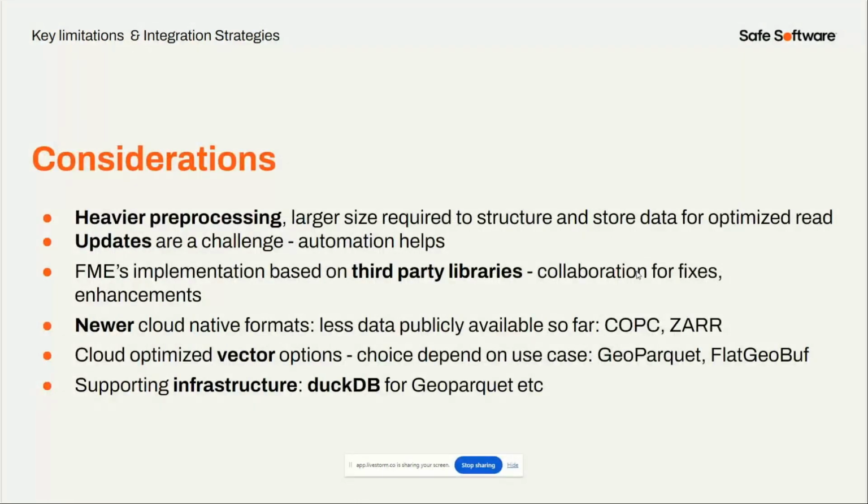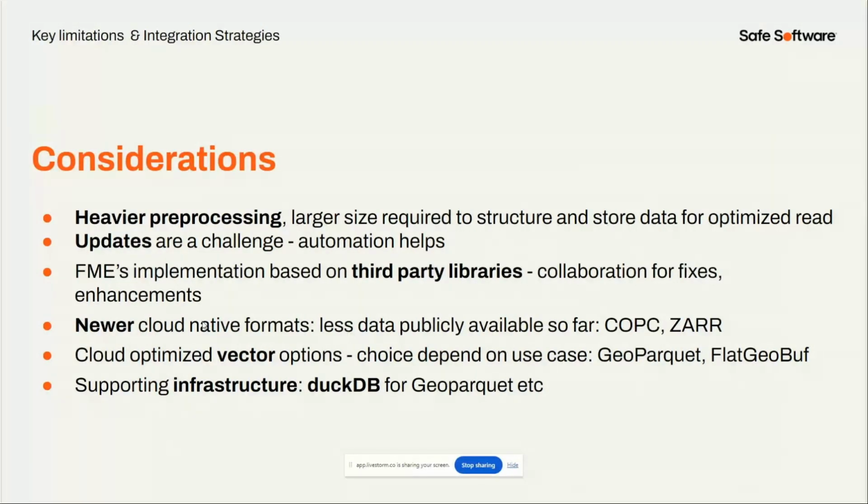Basically, with large data sets to structure the data, you're going to have to do more work on the upload side, but that will make the access faster. FME helps you because you can do those updates, you can automate that. And we also stay on top of all the third-party library fixes.